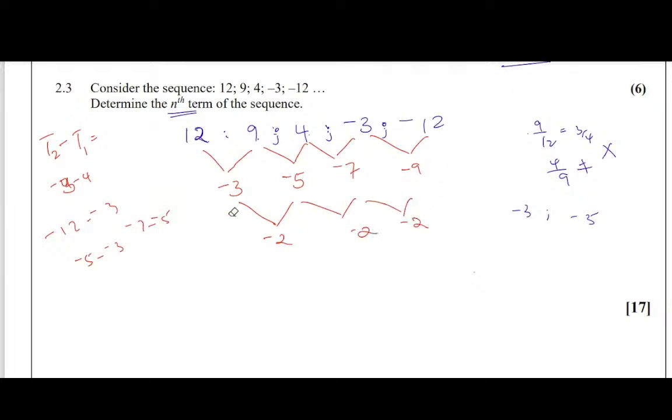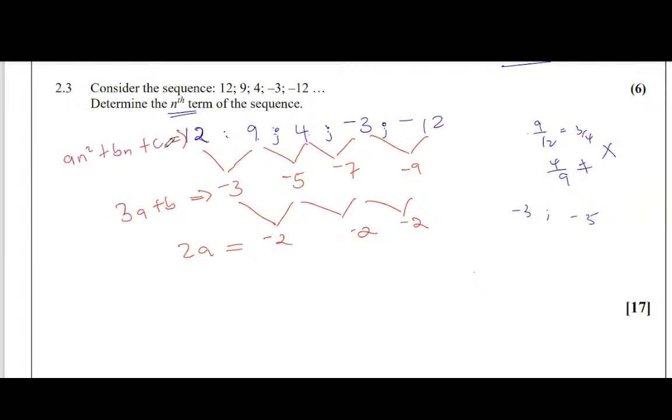So we know that with a quadratic sequence, the second difference is going to represent our 2a. Second difference is representing 2a. The first term of the first difference is going to represent 3a plus b, and then the first term of the quadratic will represent the an squared plus bn plus c. Is that true, guys? No.